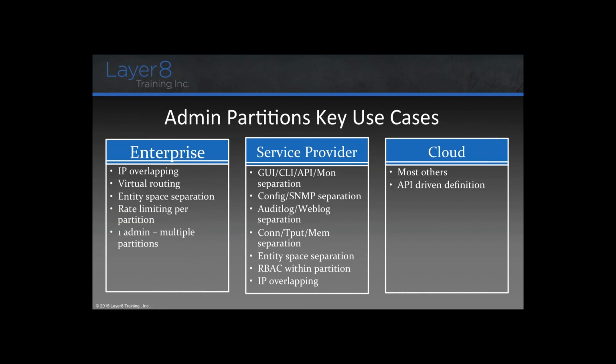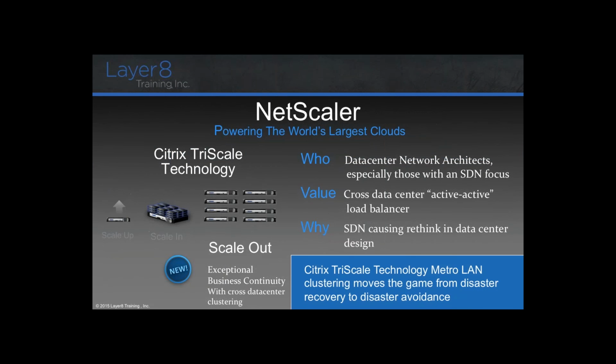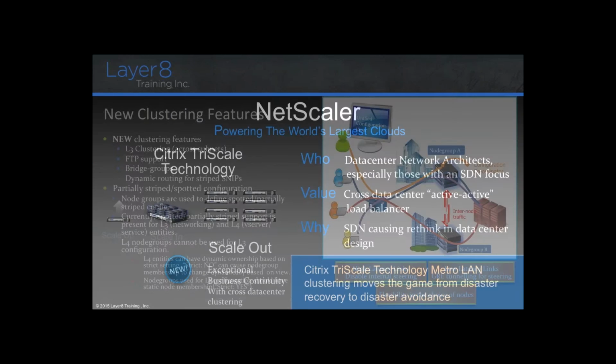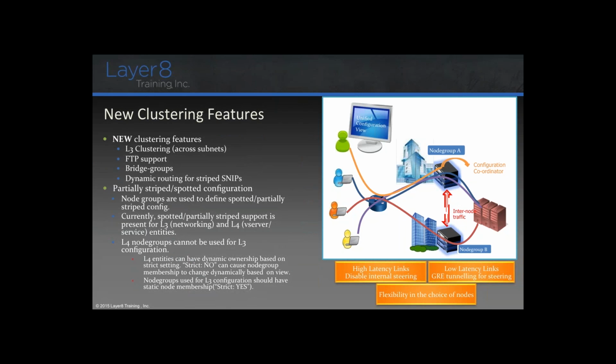In the cloud, most other enhancements are for the cloud, and of course we support all of this API-driven within our environment. Once again, we do support our TriScale clustering. Some of our new clustering features: we are now capable of doing layer 3 clustering across subnets.